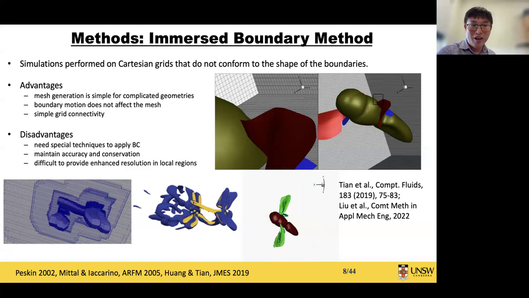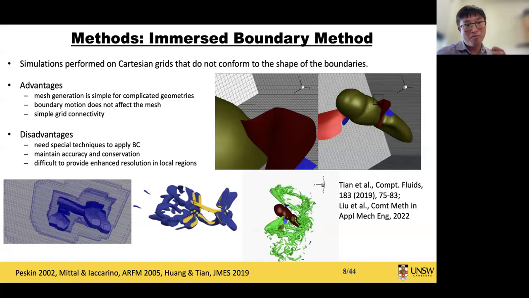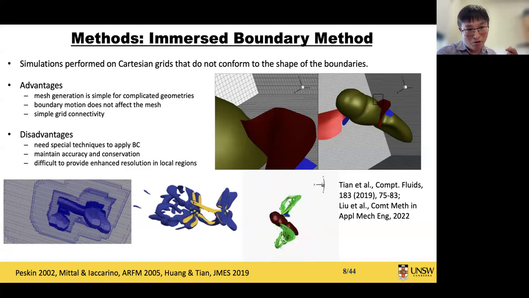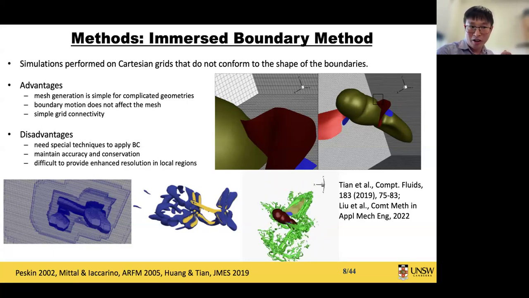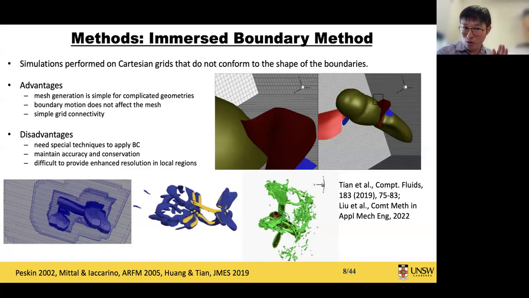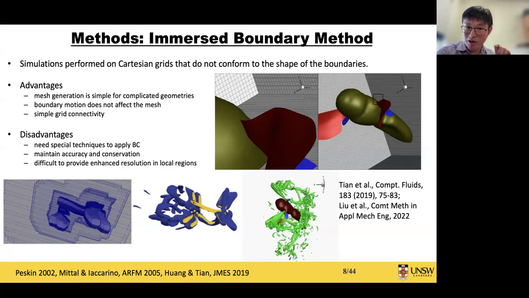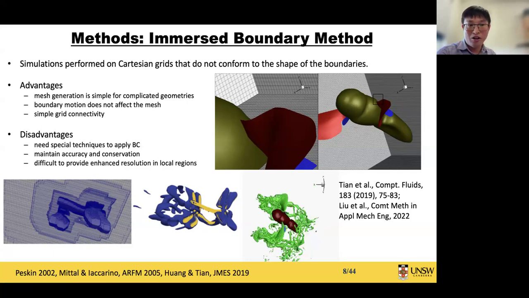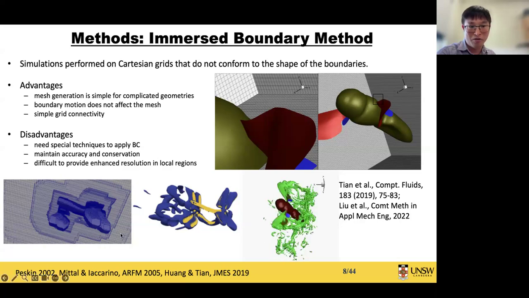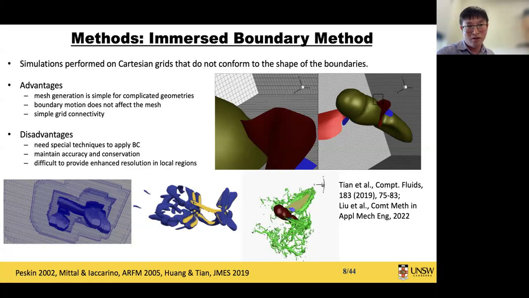But associated with this, there are a few disadvantages. For example, we need to apply special techniques to apply the boundary condition, and it's not easy to maintain high accuracy and the conservation law near the boundary, and therefore it's difficult to provide enhanced resolution in local regions. So in order to address the last disadvantage here, we use geometry adaptive mesh strategies.